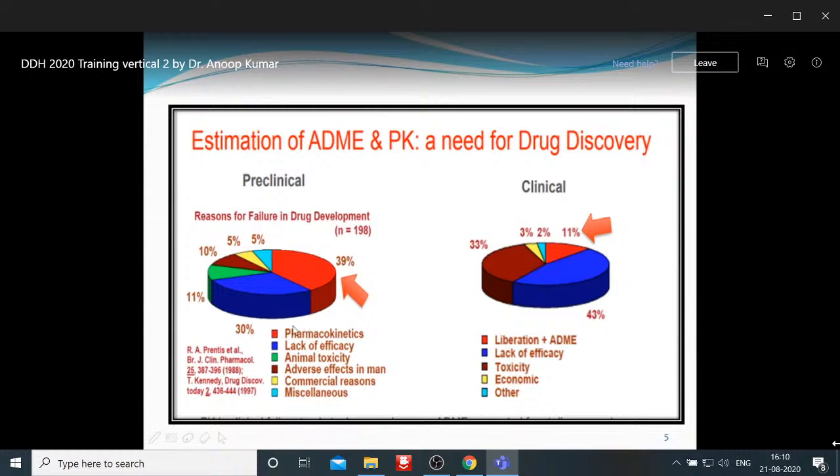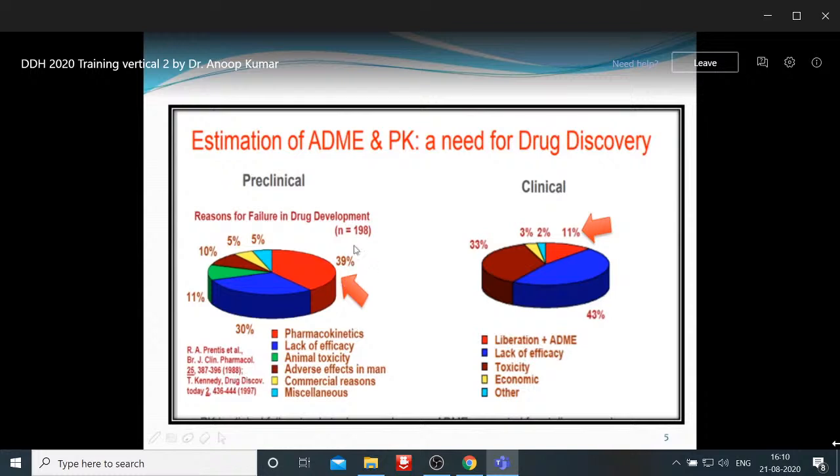So if you see, this red line is showing pharmacokinetics, approximately 5% of molecules failed due to lack of efficacy, some are due to animal toxicity, some are due to adverse effects in men. So these all contribute to stopping that molecule from going to further phases. So if you see, most of the molecules failed due to their poor pharmacokinetic properties. However, this data is very old. If you see, it's from 1988.